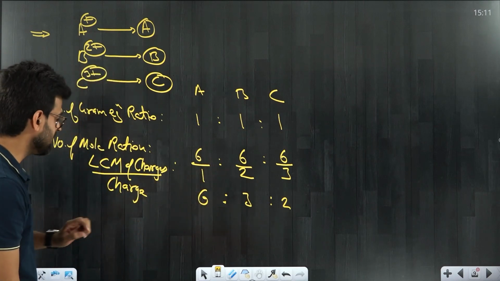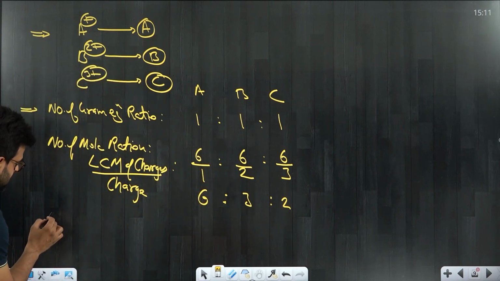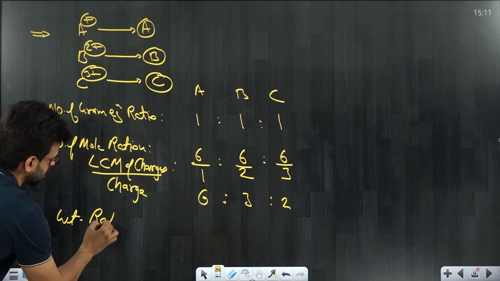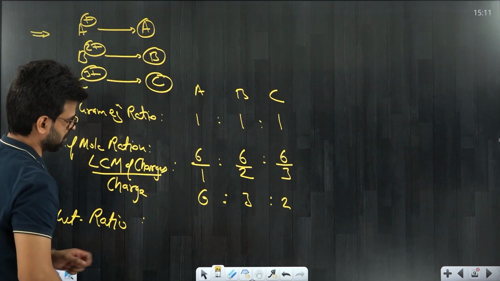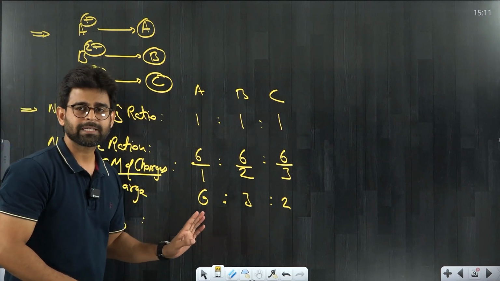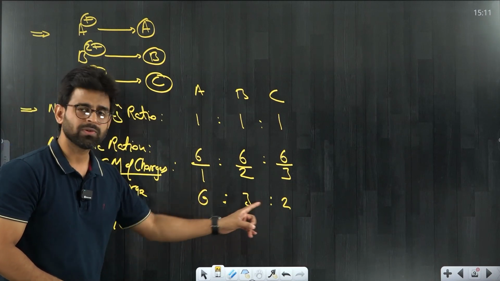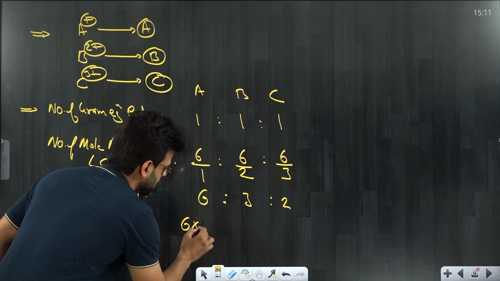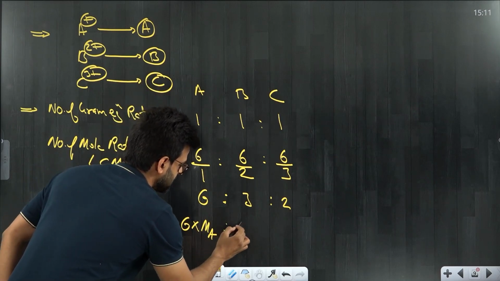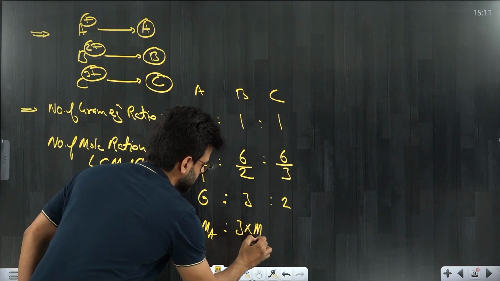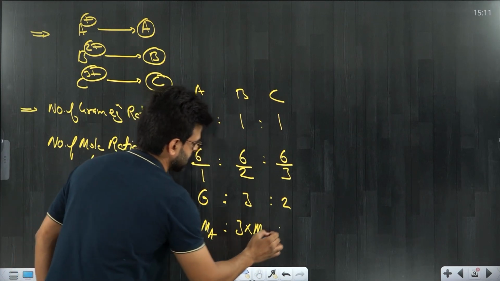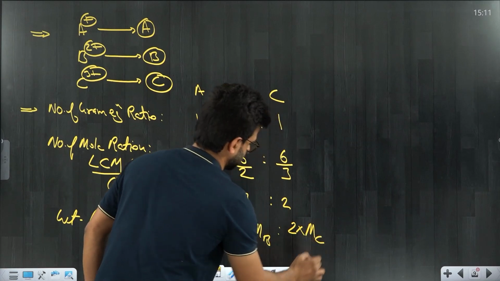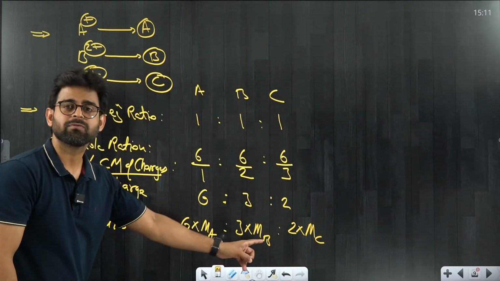Okay. Second type of question. And third type of question, if they want to ask the weight ratio, they are asking weight ratio. How much weight ratio? Now you have the molar ratio, so easily we can get it. 6 into molar mass of A here, 3 into molar mass of B here, and 2 into molar mass of C here. Okay, so this will give you the weight ratio.